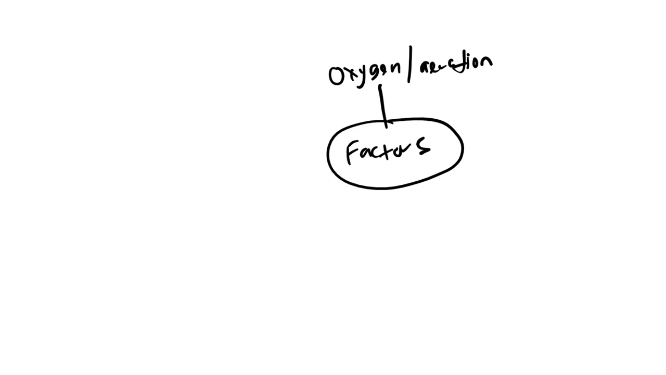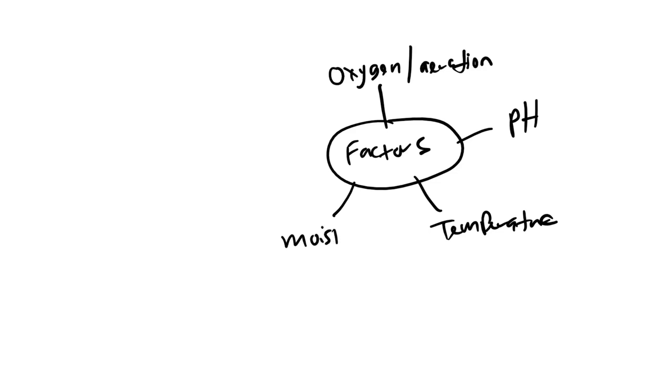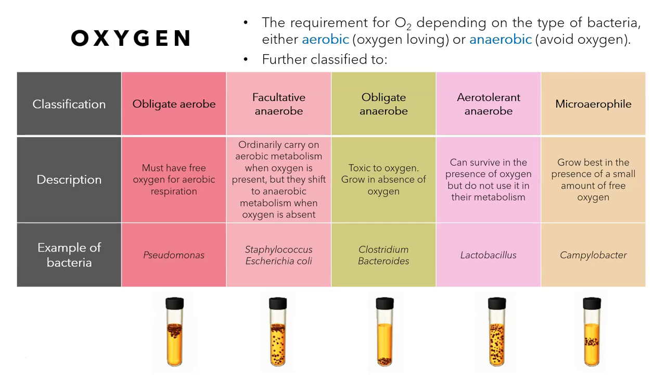Other than oxygen requirement, as mentioned earlier, the growth of microbes is affected by pH, temperature, moisture, and nutrient availability in the soil. In detail, bacteria can be classified into 5 categories according to their oxygen requirement. They are obligate aerobe, facultative anaerobe, obligate anaerobe, aerotolerant anaerobe, and microaerophile. This table shows the summary of the classification, description, and examples of bacteria.